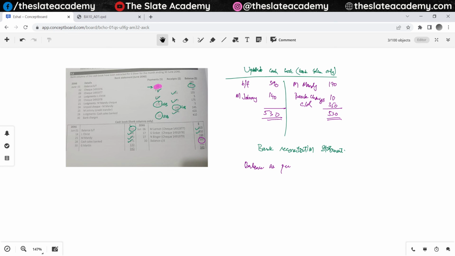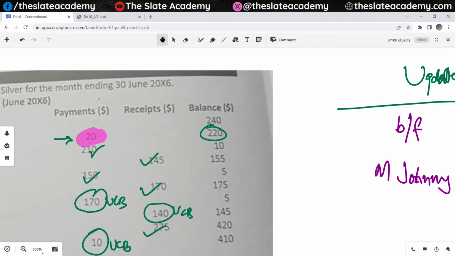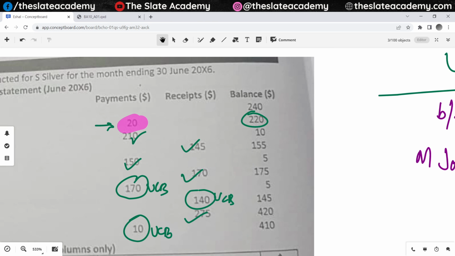So initially you had a bank balance of 240. Then you made a payment of 20, or that person withdrew their check of 20. So now your bank balance is 220. Then you made another payment of 210. Now your bank balance is just 10. Then you deposit an amount of 145. So that makes your bank balance 155. So that's your closing bank balance.